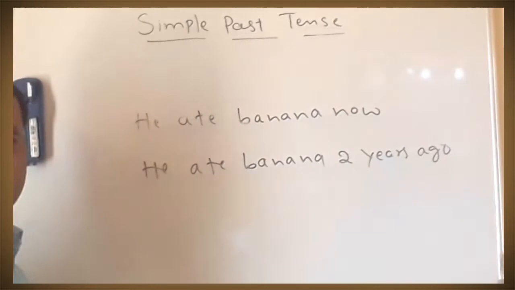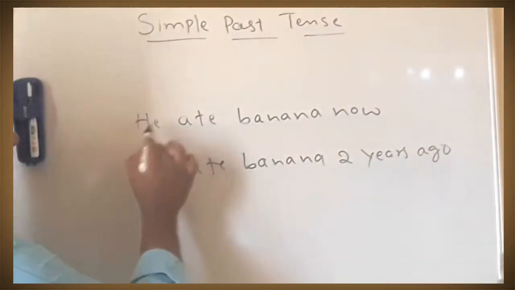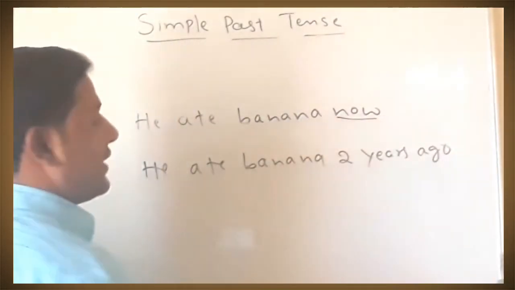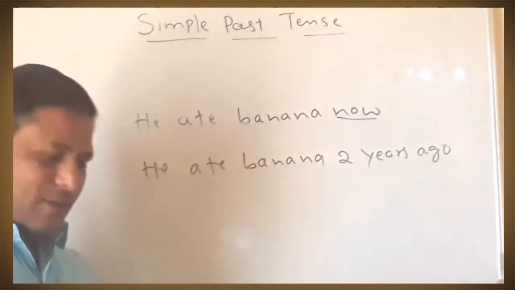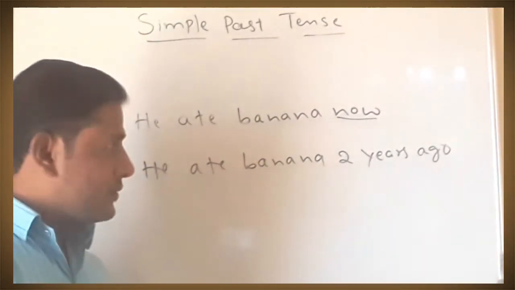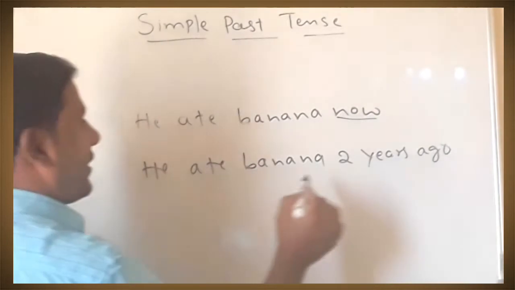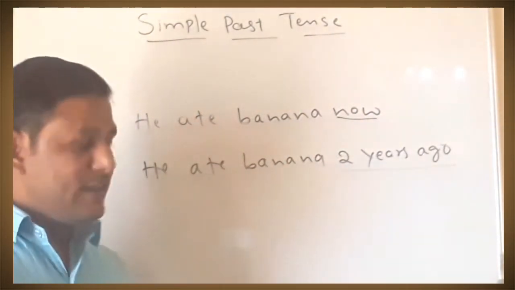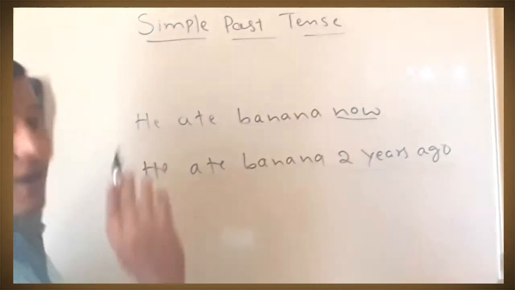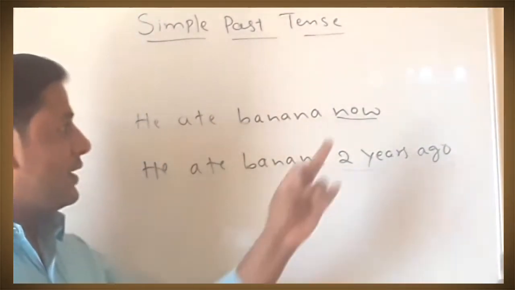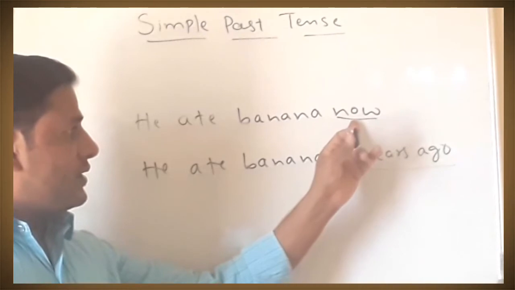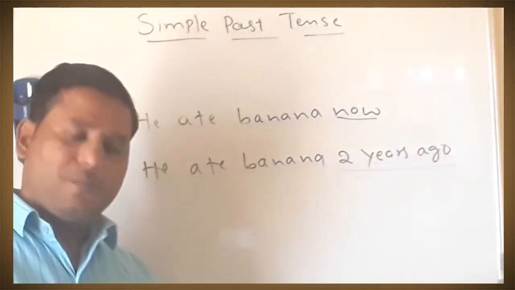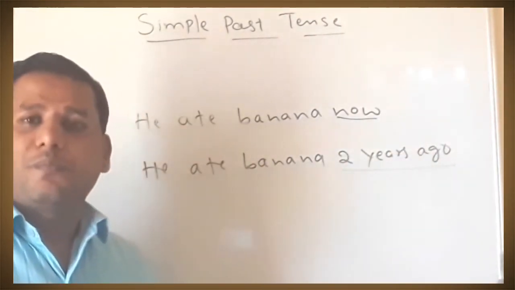There are two sentences here. See, he ate a banana now. Now indicates what? The action completed now, only in the present. And he ate a banana 2 years ago. What does 2 years ago indicate? It indicates the action completed in the distant past. One is the immediate past and the other is the distant past.